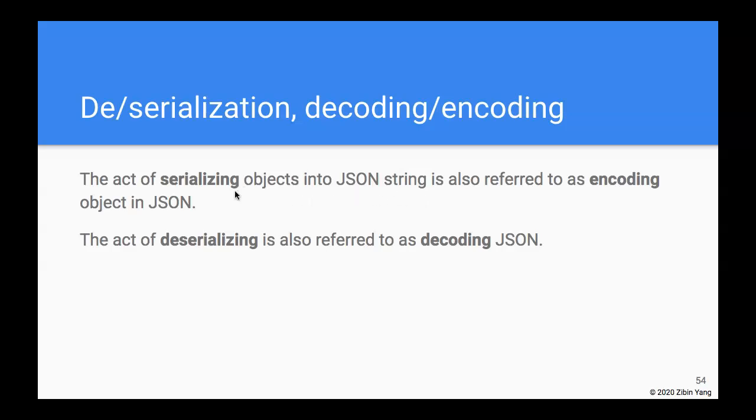Another way to say serializing is also encoding. So we can say we encode objects into JSONs. And the word deserializing can also be referred to as decoding, the opposite of encoding. So decoding JSON into Python objects.